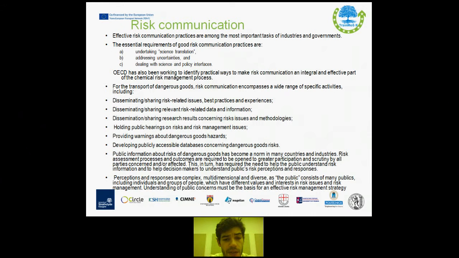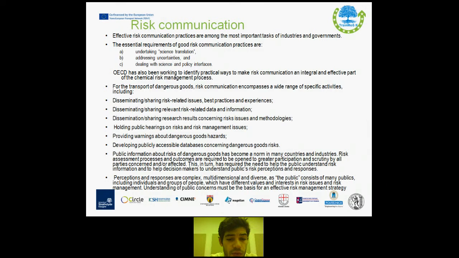Effective risk communication practices are among the most important tasks of industries and governments. The essential requirements of good risk communication practices are, firstly, undertaking science translation, secondly addressing uncertainties, and finally dealing with science and policy interfaces. OECD has also been working to identify practical ways to make risk communication an integral and effective part of the chemical risk industry management process.